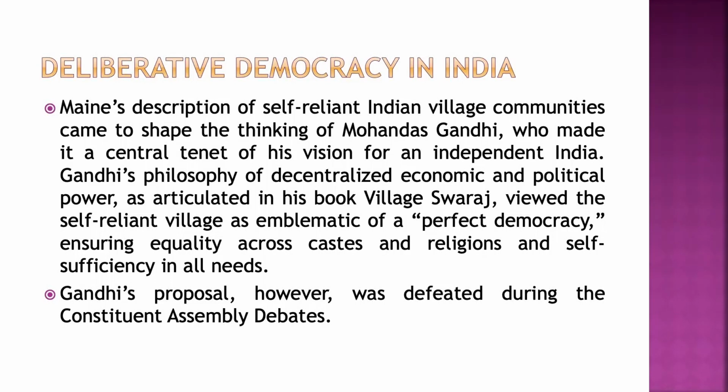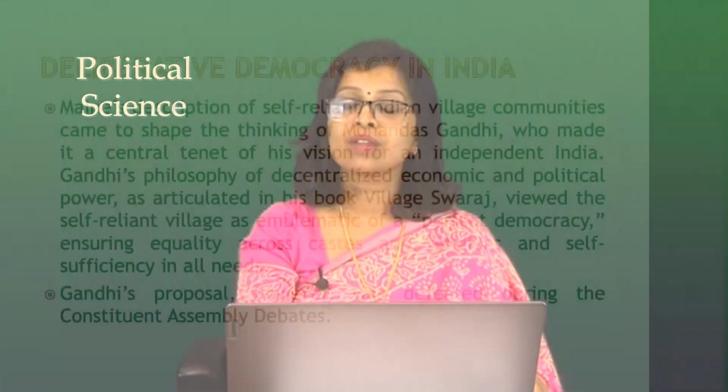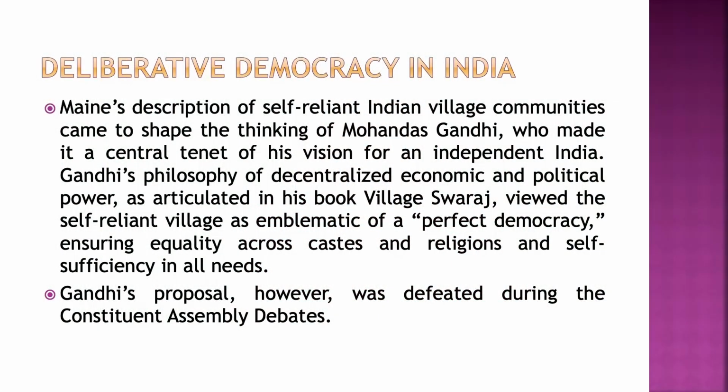Gandhi's philosophy of decentralized economic and political power, as articulated in his book Village Swaraj, views the self-reliant village as emblematic of a perfect democracy, ensuring equality across castes and religions and self-sufficiency in all needs. So, Gandhiji had vehemently proposed the idea of this kind of democracy starting from rural India. However, Gandhiji's proposal was defeated during the Constituent Assembly debates.